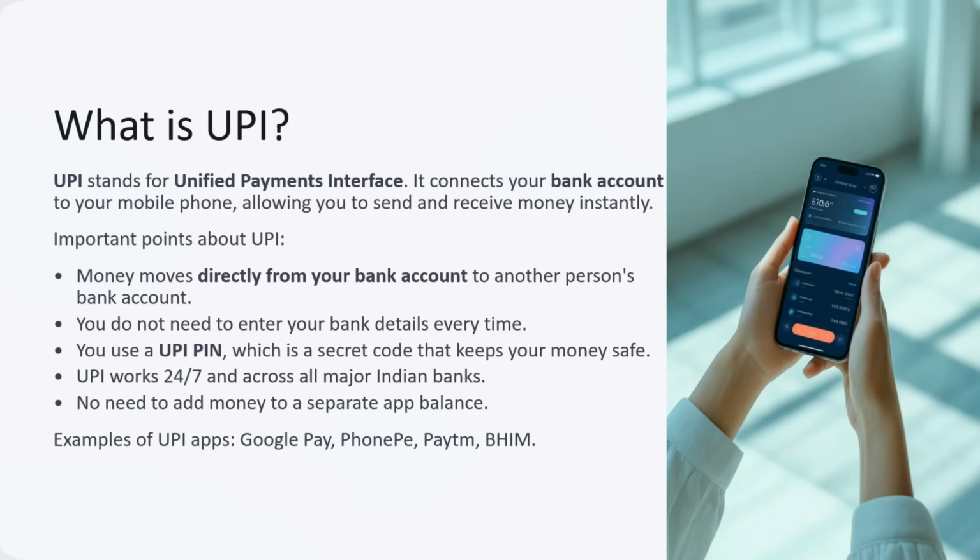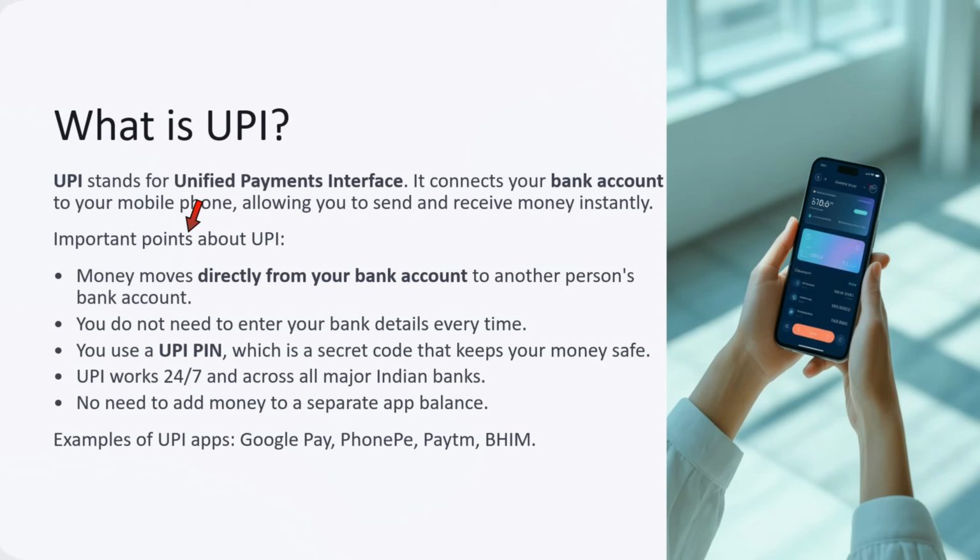What is UPI? UPI stands for Unified Payments Interface. It connects your bank account to your mobile phone. It allows you to send and receive money instantly. Important points about UPI. Money moves directly from your bank account to another person's bank account. You do not need to enter your bank details every time. You use a UPI PIN, which is a secret code that keeps your money safe.